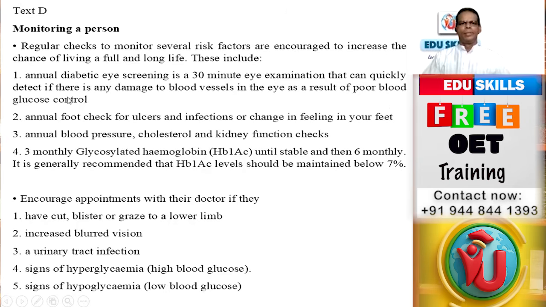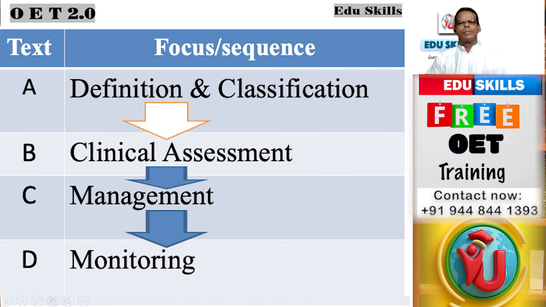What is to be done? The focus of your reading in Part A should be this: definition, then clinical assessment, management, monitoring. Skimming means you just see the headings, subheadings, and the title if there is a title. For example, these could be the subheadings: clinical assessment, management, monitoring, or whatever. This is management. These could be the headings and subheadings.